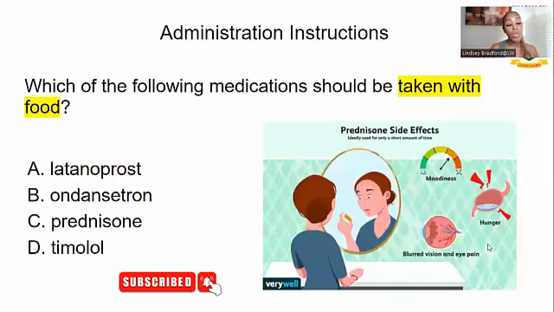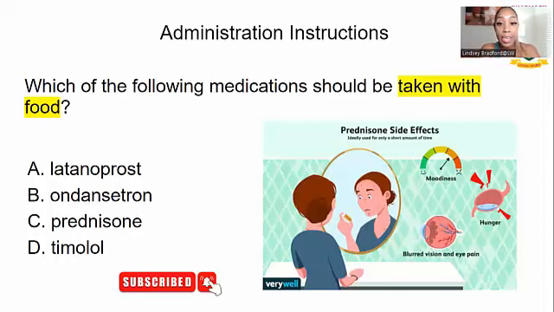The next one we're going to get into is administration instructions. This is another one because remember, medications is worth what? 40% of your exam. You're going to know that before this is over. Everybody wants to focus on math. That is not worth 40%. Medications is worth the most. Which of the following meds should be taken with food? And that is prednisone.